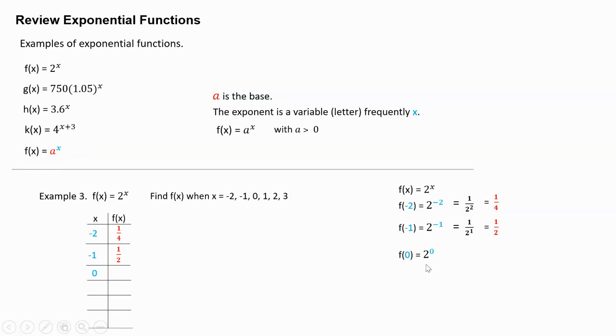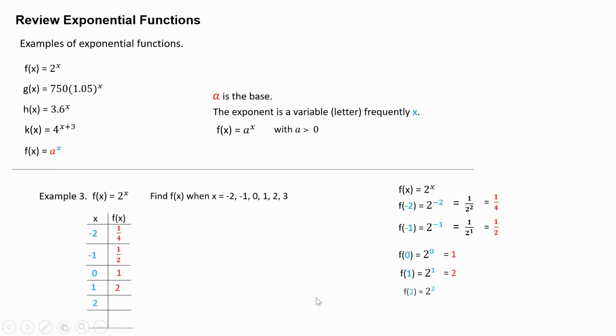Now 0. Remember the 0 exponent rule? Anything to a 0 power will always be 1. So 2 to the 0 will give us 1. So when x is 0, my y is 1. Now let's evaluate f of 1, which means it's going to be 2 to the first power, right? Because we plug in the 1 where the x is. So it's going to give us 2. So when x is 1, y is 2.